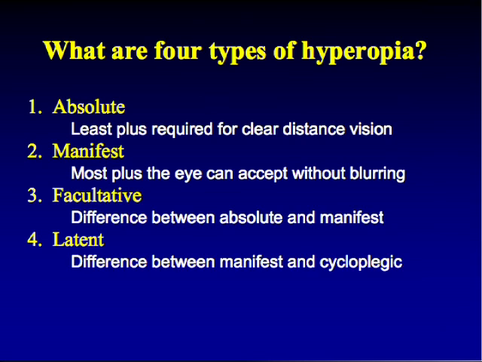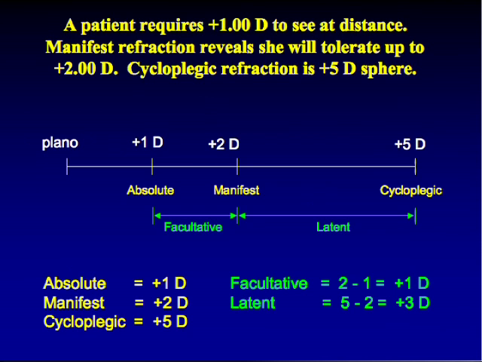Finally, what are the 4 types of hyperopia? This is something I have to review every time I look at it, but they're absolute, manifest, facultative, and latent. And rather than just go through the definitions, let's just go straight to an example.